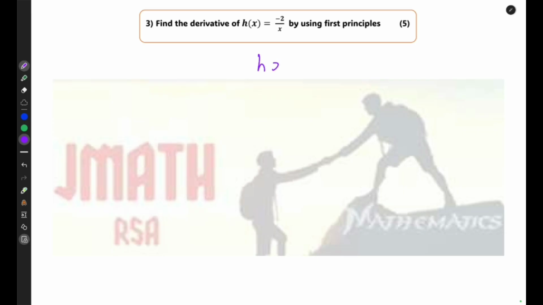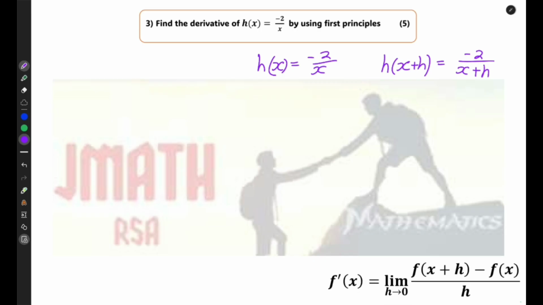So I know that h of x is just equal to minus 2 over x, and then h of x plus h. Sorry for all the h's, they are going to try and confuse you sometimes, but this is a very easy subbing in process because there's no simplification needed. So now I can just go and sub it into the first principles formula, and then we'll see what we do afterwards.